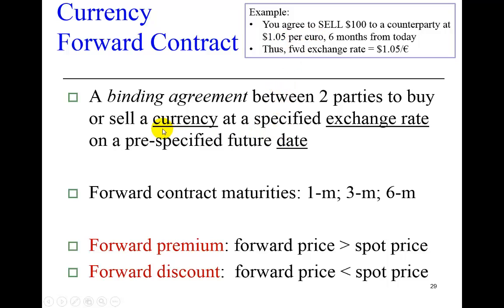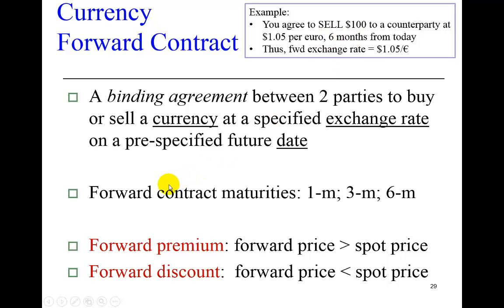The first is the underlying currency. In this case, it's US dollars. The second is the pre-specified exchange rate, the exchange rate at which the currencies will be exchanged. And here it's going to be $1.05 per euro. And the pre-specified date in the future. And here it's 6 months.